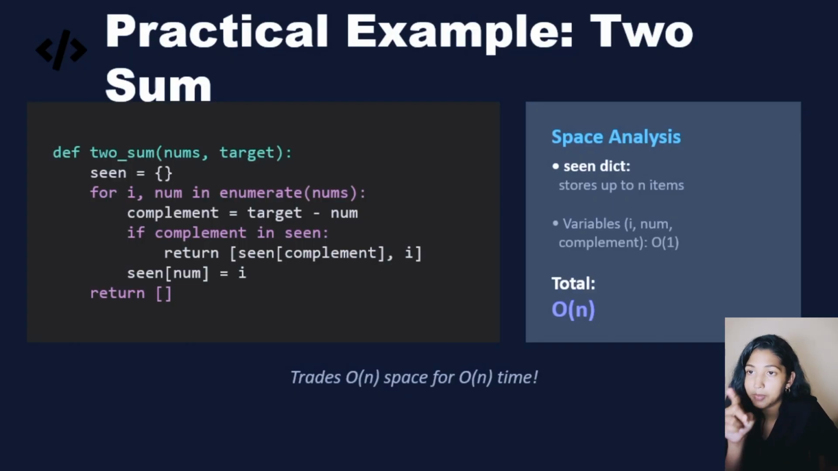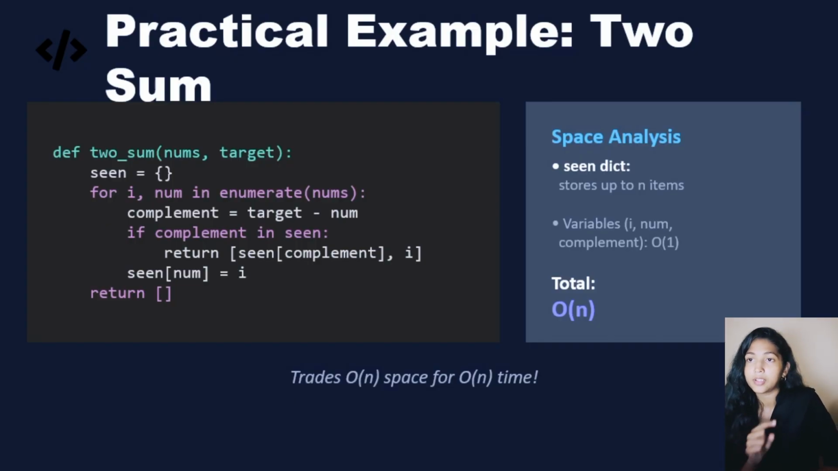So here, complement equals target minus num. The math: if our target is 10 and the current number is 7, the complement is 3. Now effectively we're looking for a 3. If complement is in seen, return seen[complement], i. We check our dictionary: did we see a 3 earlier? If yes, we found the pair. We return the index of the 3 which we stored earlier and the current index i.